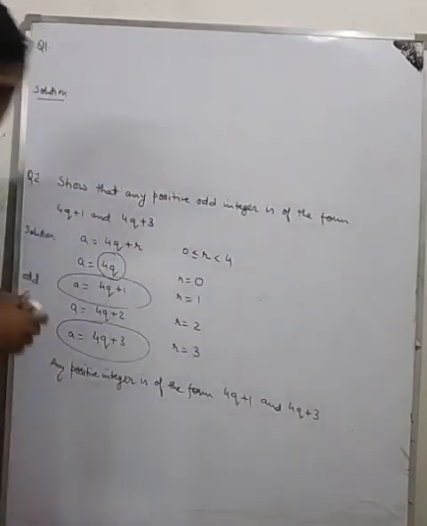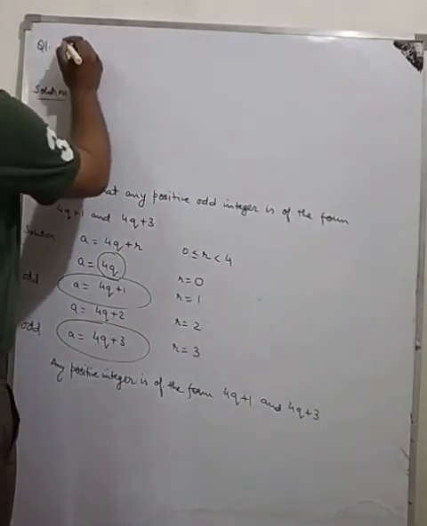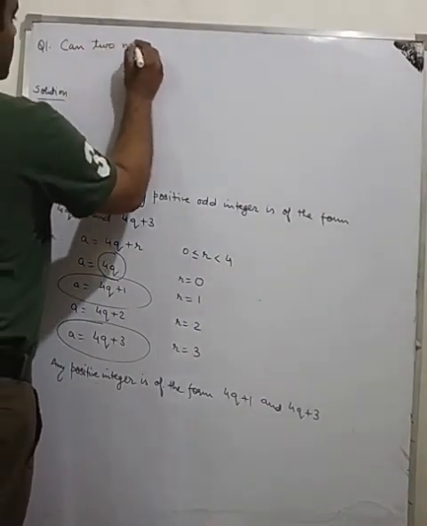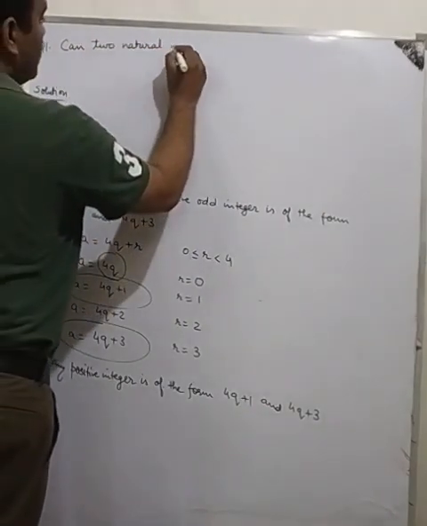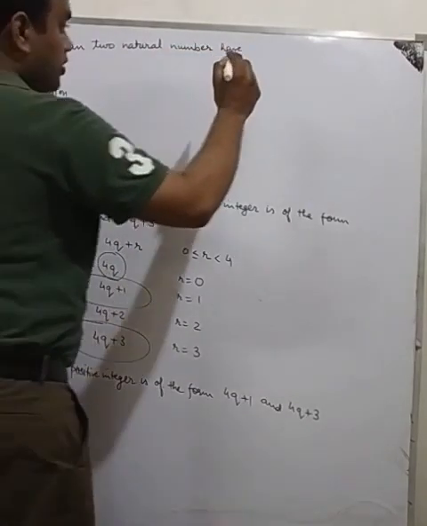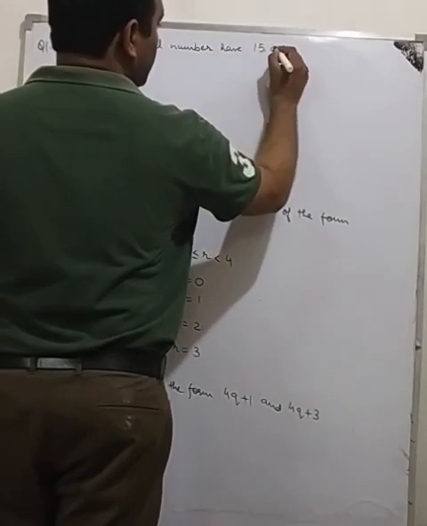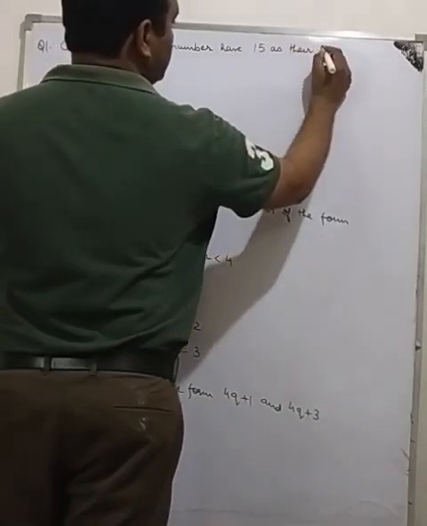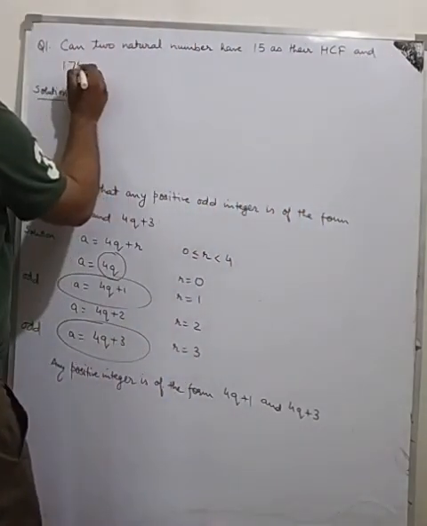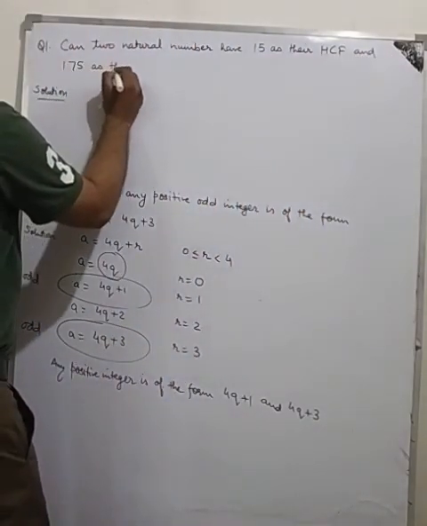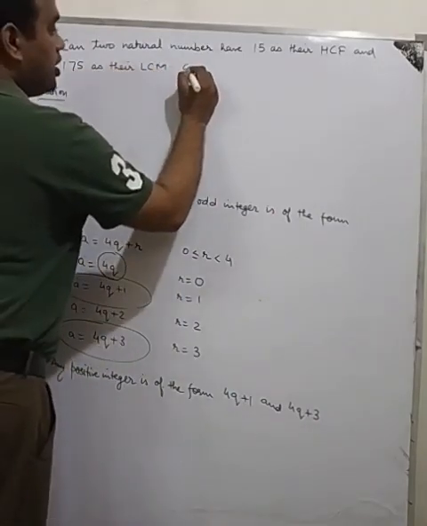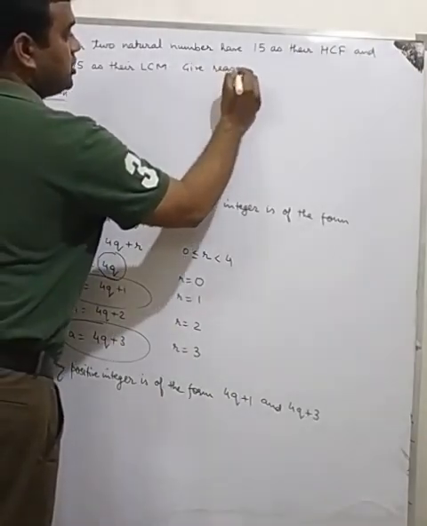The third question is, can two natural numbers have 15 as their HCF and 175 as their LCM? Give reasons.